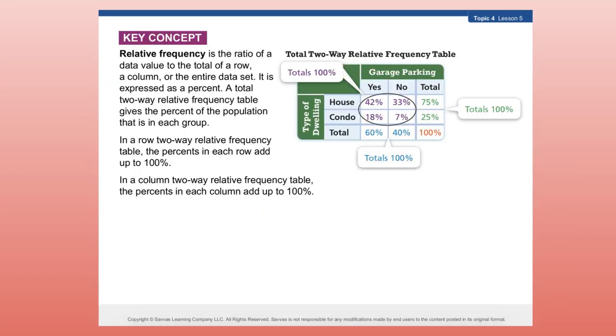This is your key concept on the top of page 248. Relative frequency is the ratio of a data value to the total of a row or a column or the entire data set. It is expressed as a percent. A total two-way relative frequency table gives the percent of the population that is in each group. In a row two-way frequency table, the percents in each row add to 100. And in a column two-way frequency table, the percents in each column add to 100%.